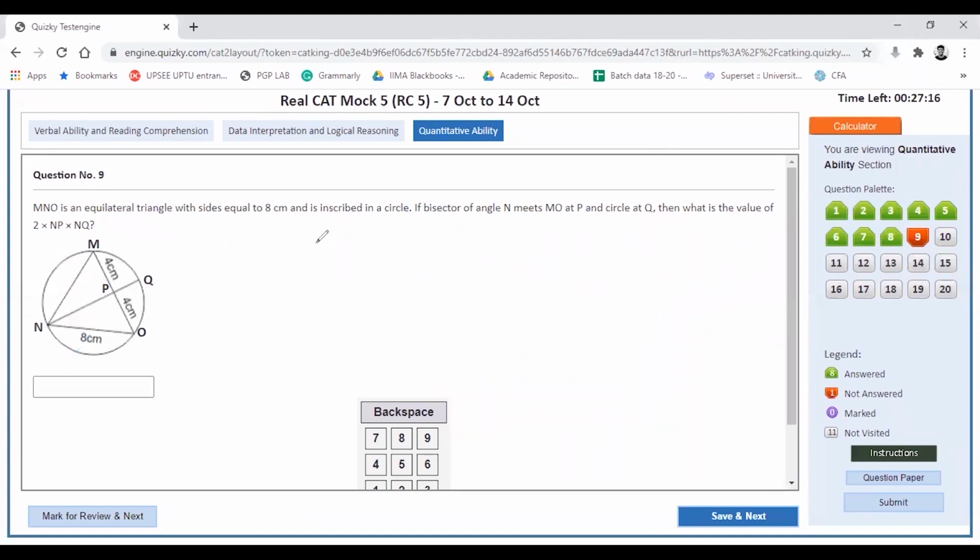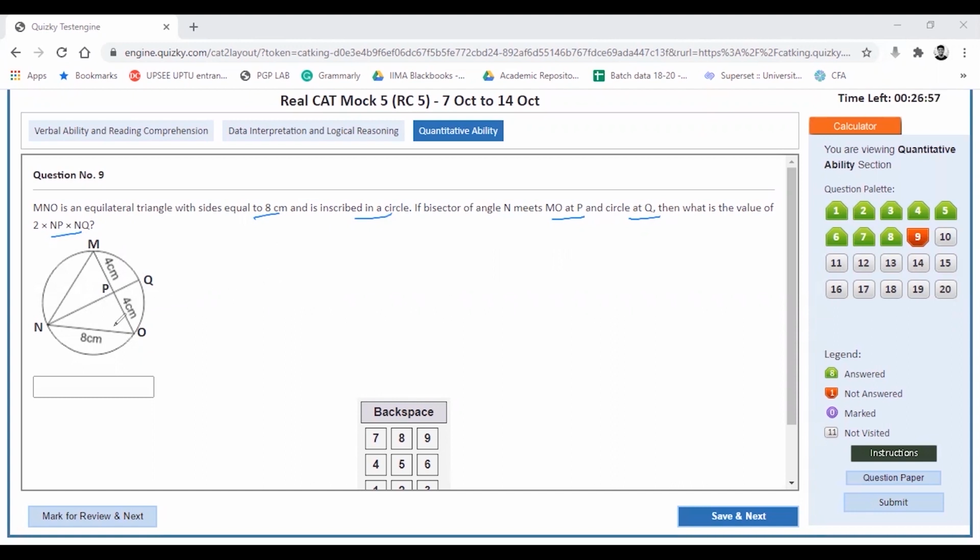My MNO is an equilateral triangle with sides 8 centimeter and inside in a circle. If the bisector of angle N meets MO at P and circle Q at this point, what is the value of 2 into NP times NQ?